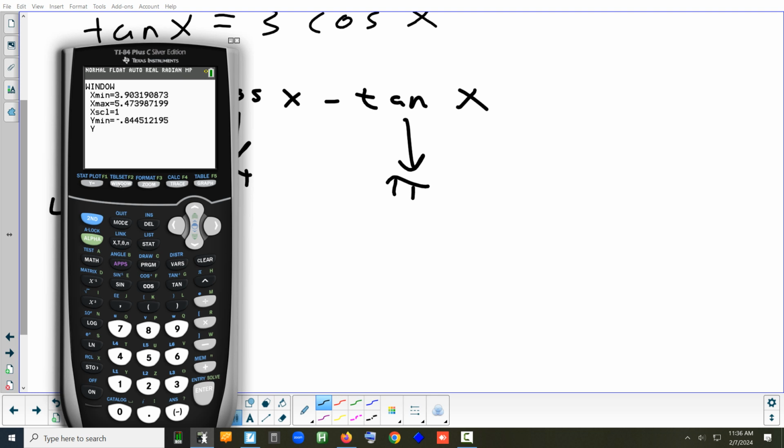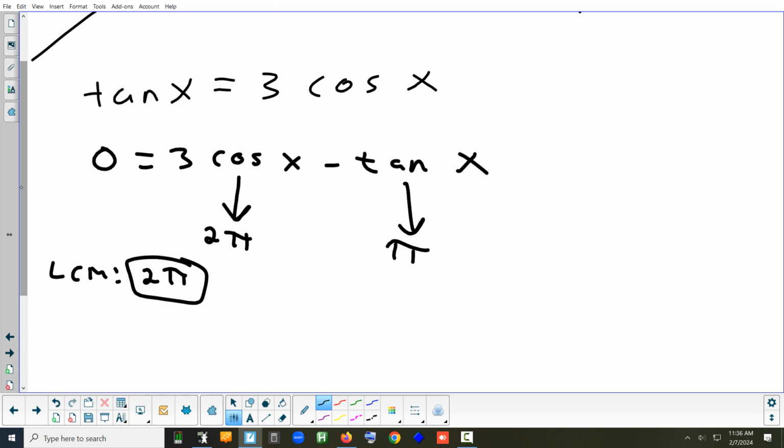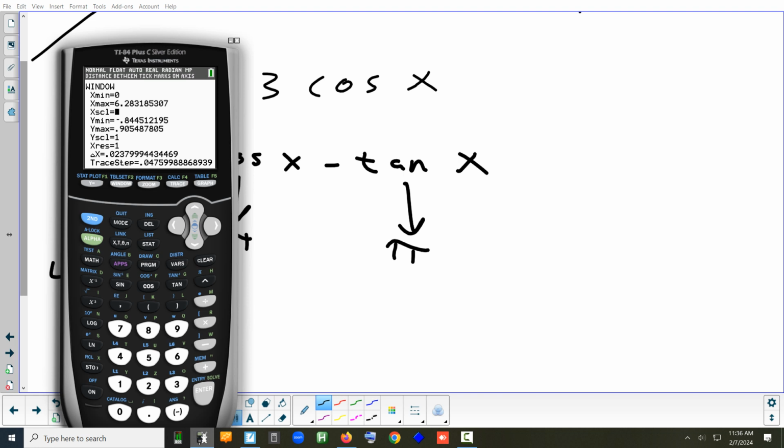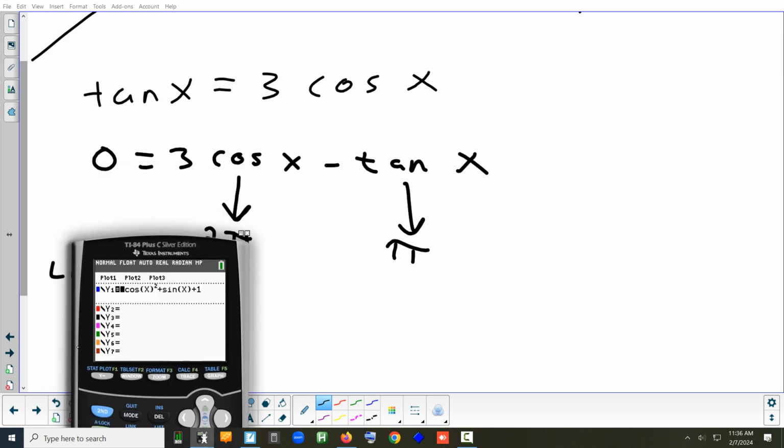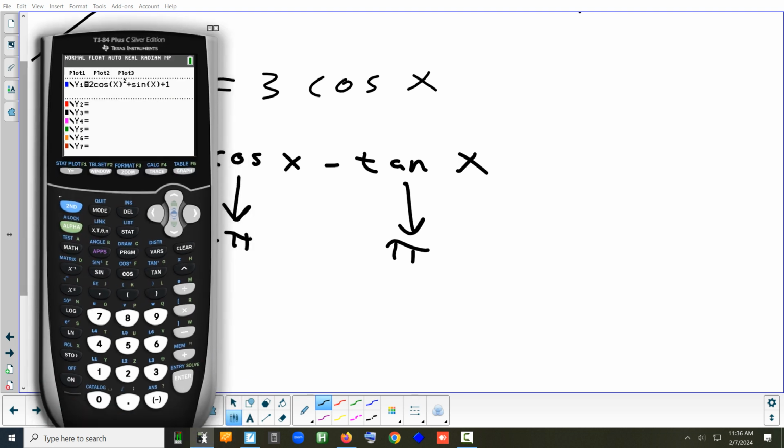All right, so window needs to be 0 to 2 pi. So I'm going to set that. Tangent goes up and down forever, so we're going to have vertical asymptotes in this one. So as far as what I would do for y, I might do like -8 to 8. Just set that up, and then type in your graph: 3 cosine x minus tan x. And remember, you should expect vertical asymptotes.